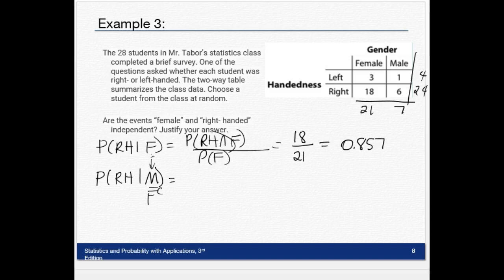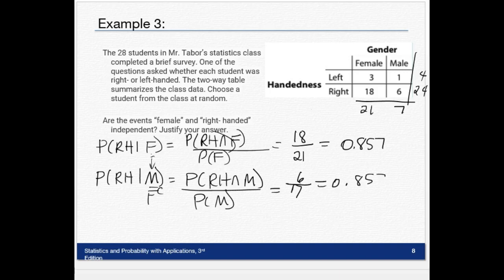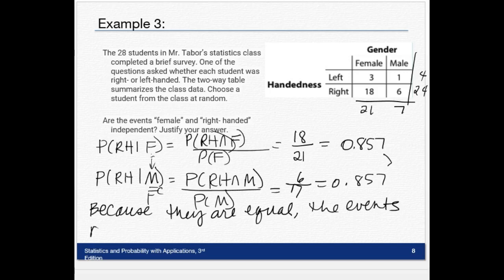So let's see what happens when I do the same process, the probability of right-handed and male over the probability of male. Right-handed and male, there's only 6 of them, and probability of being male is out of 7. Well, that's also 0.857. So because these two probabilities are the same, the events female and right-handed are independent. So I write that out because they are equal. The event right-handed and female are independent.